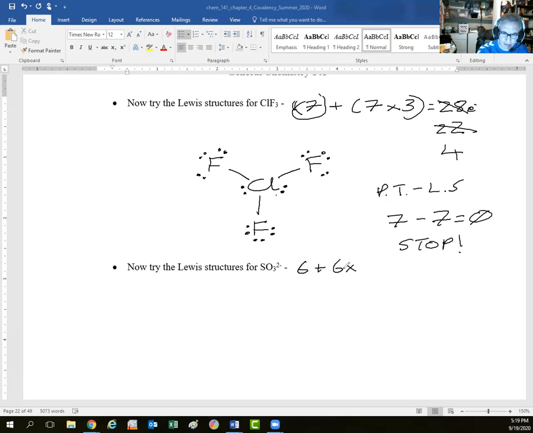6 for the sulfur, 6 for each oxygen, and there's 3 of them. And then there's that charge as well, telling us about a surplus of electrons. Things are only negatively charged if they have more electrons than protons. So 2 electrons added to our count.